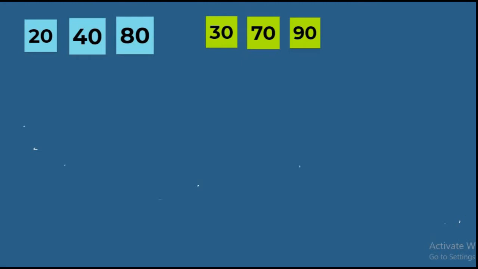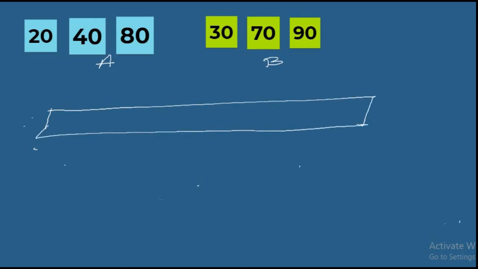So suppose there are two arrays. One array, let's name it A. This is the A subarray and this is the B subarray. So we are having two subarrays. The first array contains elements like 20, 40 and 80, and the second array B contains elements like 30, 70 and 90, suppose. Now we have to take a temporary array. Suppose we name it C. This is our temporary array, or we can say the resultant array, in which we are going to merge these two subarrays, and the resultant array must be sorted.